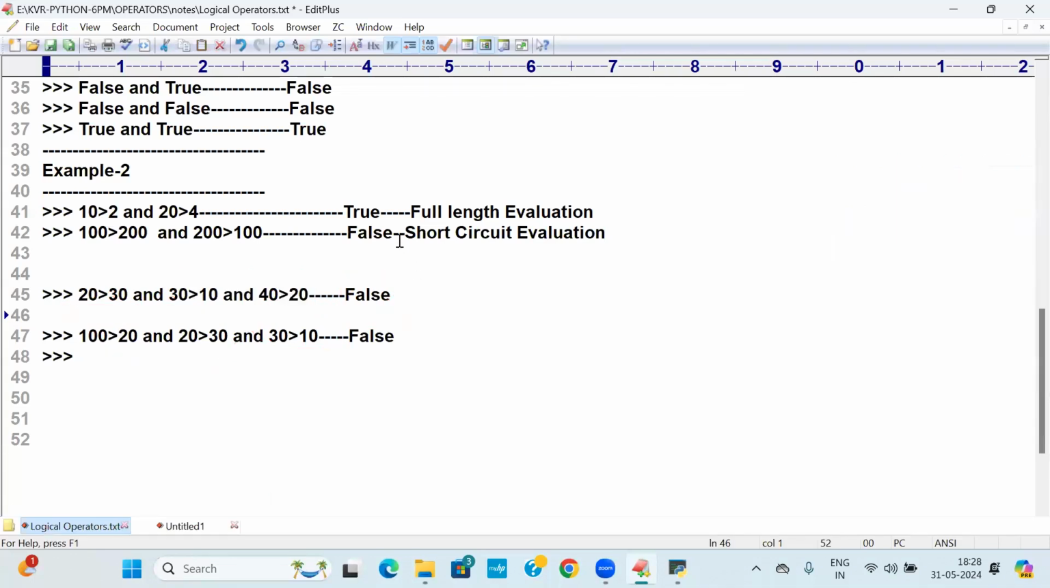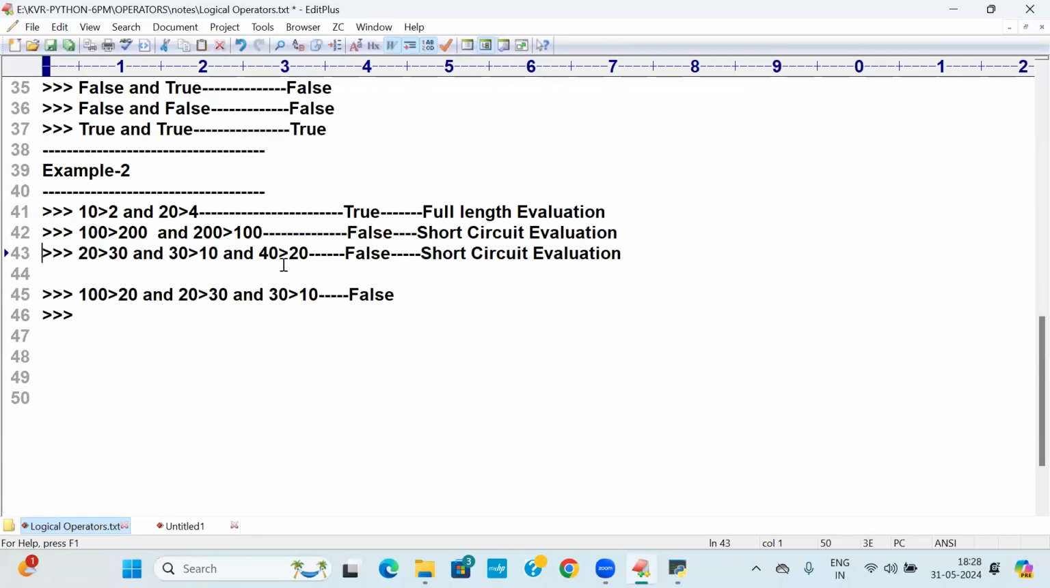So this is also called what? Short circuit evaluation. You got it, huh? Good. The C language also follows short circuit evaluation. Java also will follow. C++ also will follow. Every language will follow short circuit evaluation.